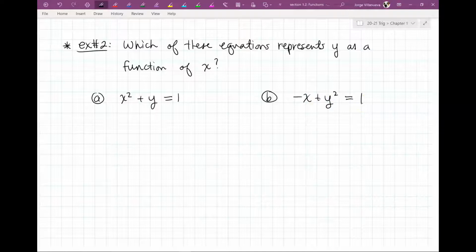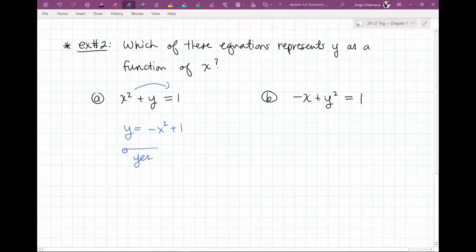So a lot of times people say, well, none of these represent y as a function of x. But that's actually not true. You try to solve for y, and if you can solve for y, then that means that y is being represented as a function of x. So, for example, the first one, I can just get the x squared and throw it to the other side. So y is equal to negative x squared plus 1. Right? So this one would be a yes. This one represents y as a function of x.